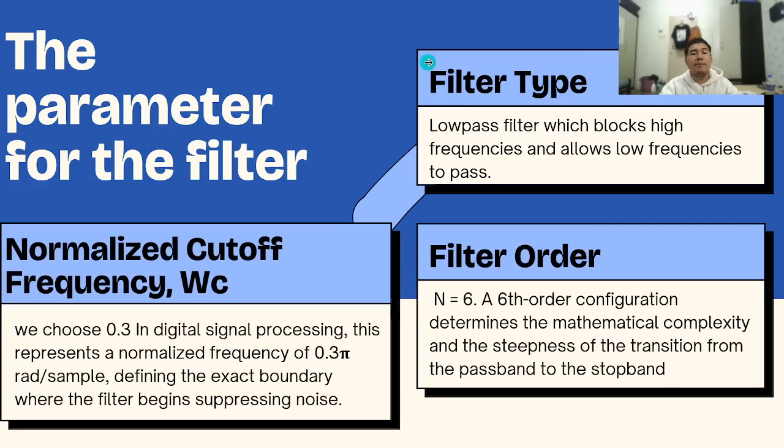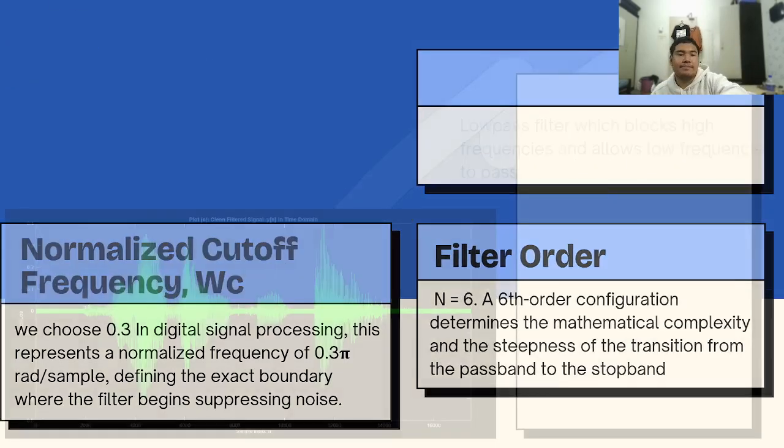Okay, so now the parameters for the filter. We choose the filter type of low pass filter, which can block high frequencies and allow low frequencies to pass. The cutoff frequency is 0.3, which indicates 0.3 pi rad per sample, which means that after 0.3, it's going to cut off and gradually attenuate to 0. And the filter order is 6.